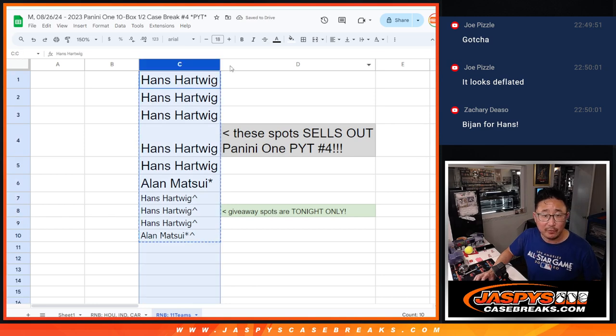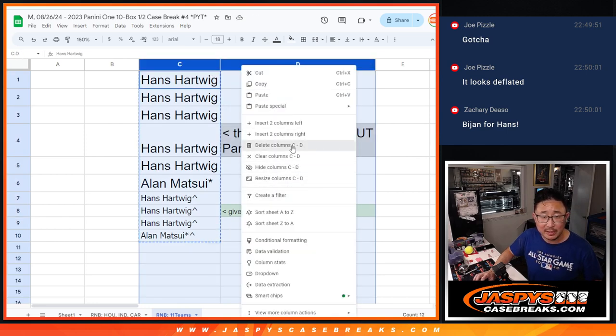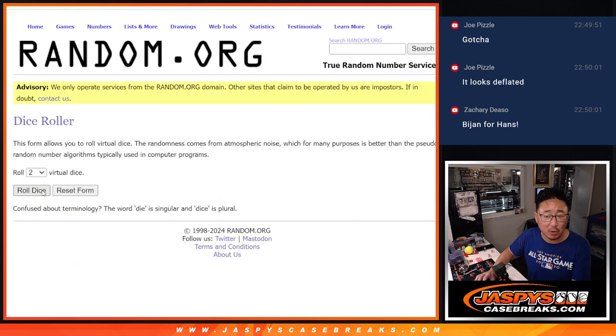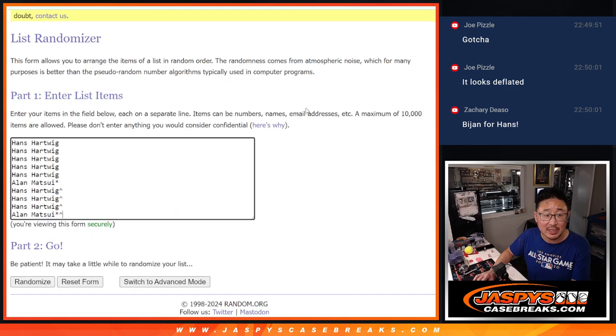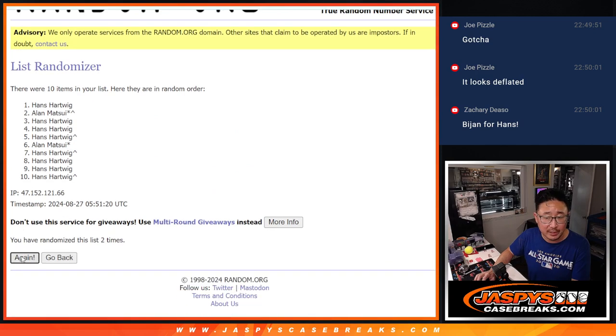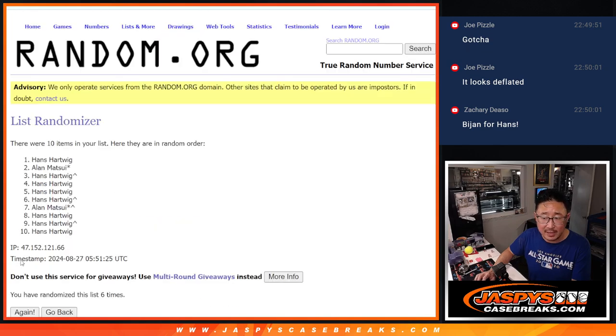All right, so now we got our full 10 spots. We can get rid of these. There are the numbers. There's the clean list. Let's roll it. Let's randomize it. Five and a two, seven times for names and numbers. Two, three, four, five, six, and seven.